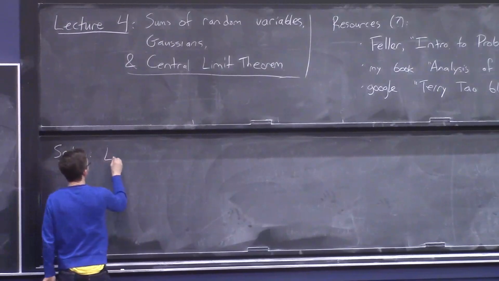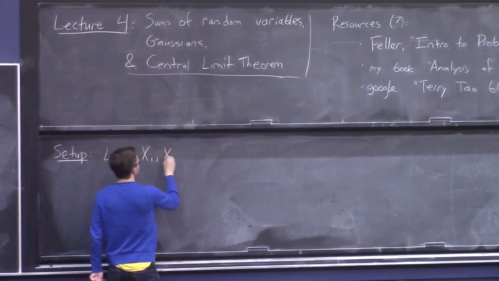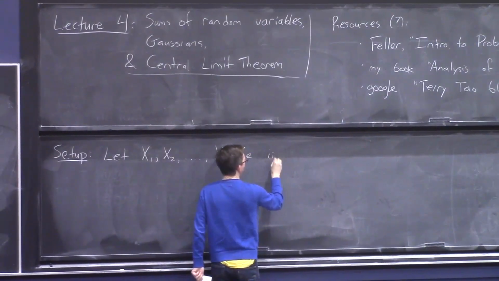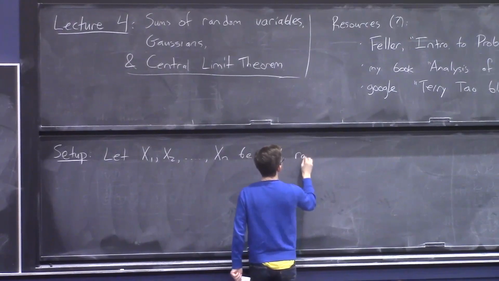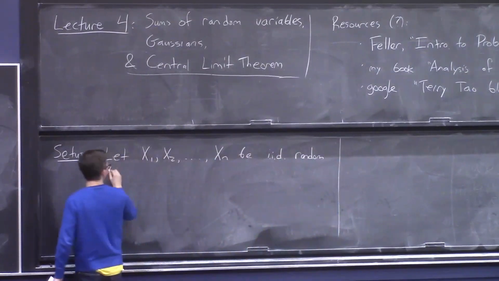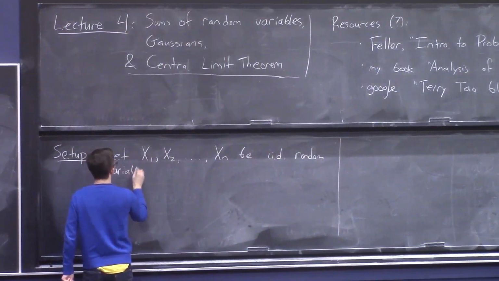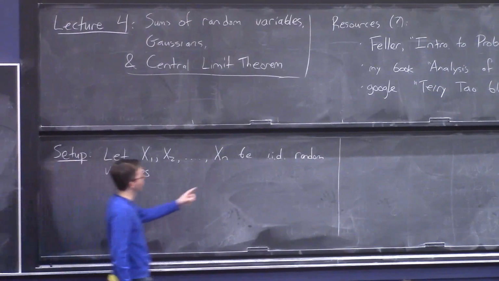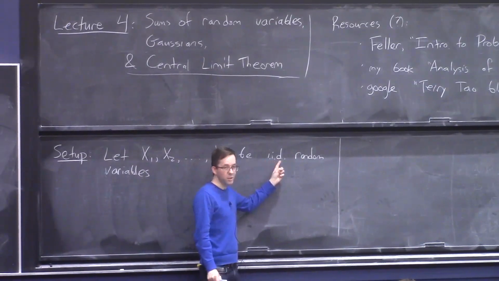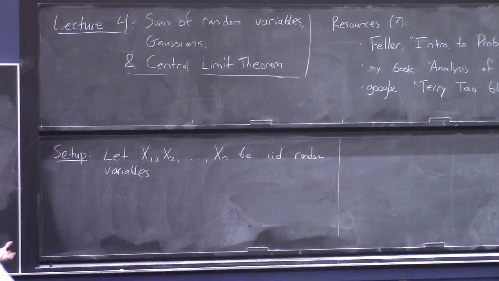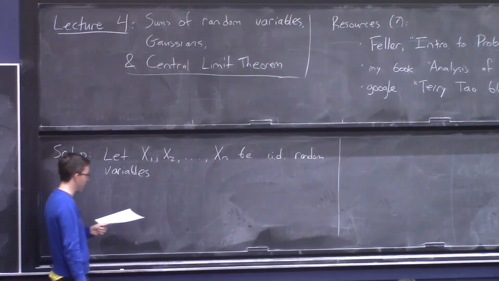Okay, so let x1, x2 through xn be IID random variables. I'll remind you what this is in a second. IID is an abbreviation that's very popular in math, less so in computer science, but it stands for independent and identically distributed. So the main thing is that they're independent random variables, and identically distributed means they all have the same distribution. It's a very common scenario.